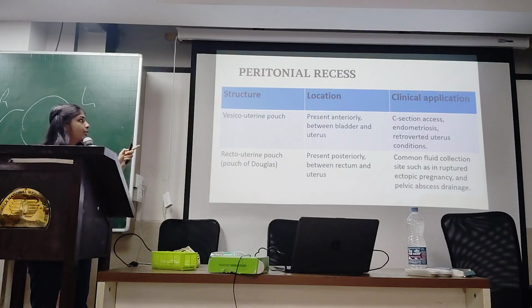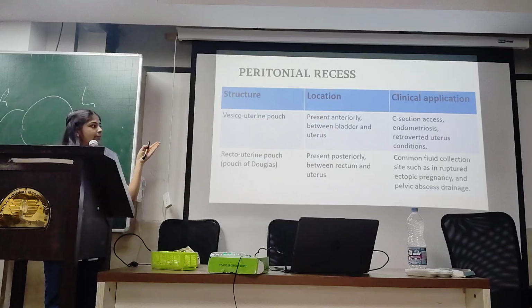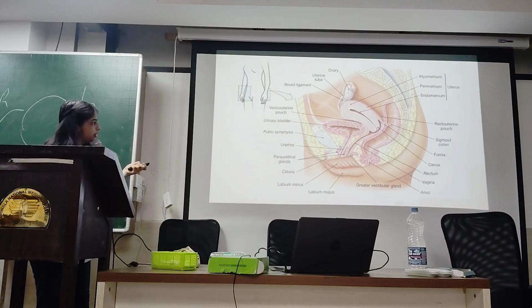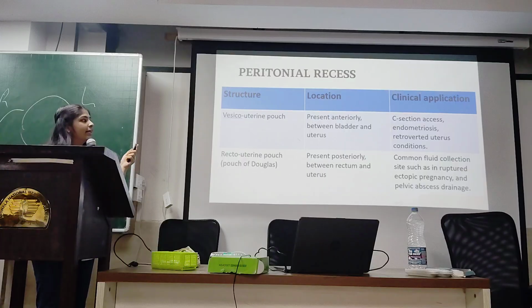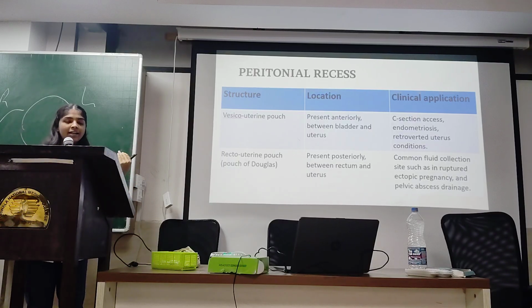Now talking about the peritoneal recess, the first is the vesico-uterine pouch, which is present anteriorly between the bladder and uterus. You can see this here, between the uterus and urinary bladder, is the vesico-uterine pouch. Its clinical significance is in C-section access, endometriosis, and the retroverted uterus, where the uterus goes backward towards the spine rather than coming towards the urinary bladder anteriorly.